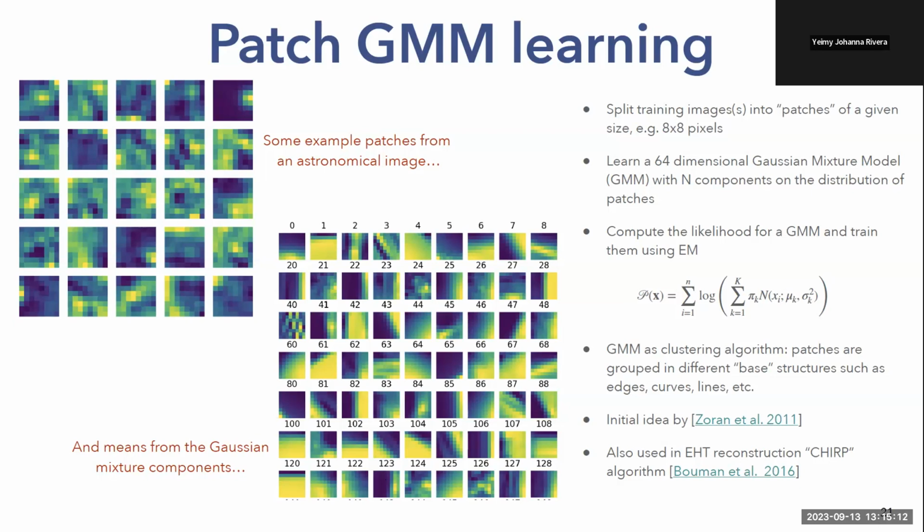The initial idea of this is by Zoran and Weiss et al. from 2011. So this was actually introduced for the reconstruction of everyday images. And then this was later applied to the reconstruction of the data from the Event Horizon Telescope by Katie Bouman et al. This is the so-called patch-prior algorithm, which uses the same approach.